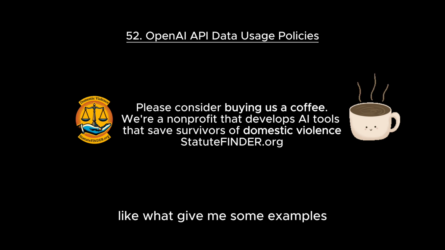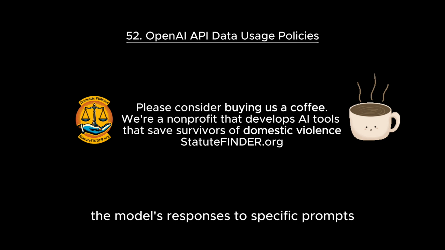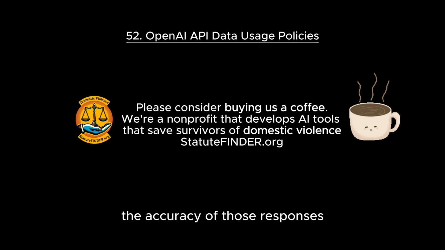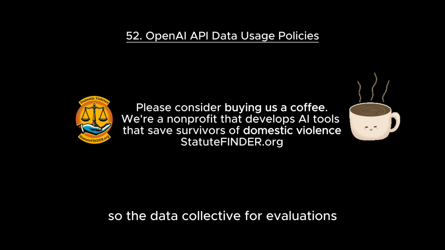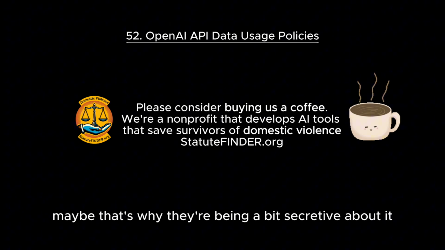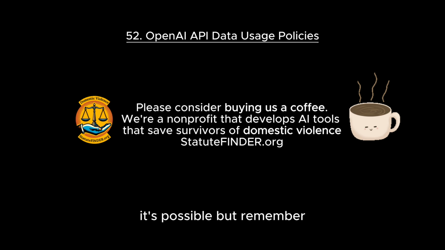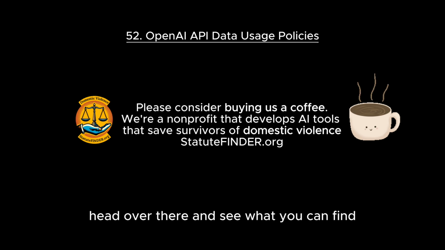Like what? Give me some examples. Well, think about it. To evaluate a model's performance, OpenAI might need to collect data about the model's responses to specific prompts, the accuracy of those responses, and maybe even some feedback from human reviewers. Ah. So the data collected for evaluations might be a bit more nuanced and detailed compared to other API endpoints. Maybe that's why they're being a bit secretive about it. It's possible. But remember, the API data usage policies section is your friend. Head over there and see what you can find.